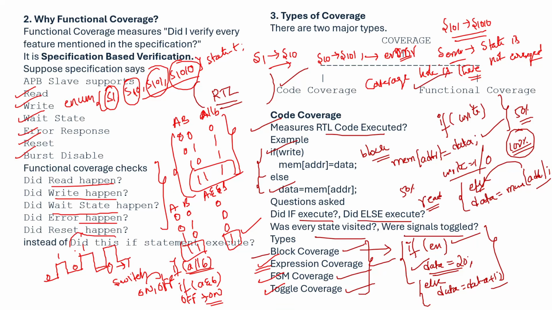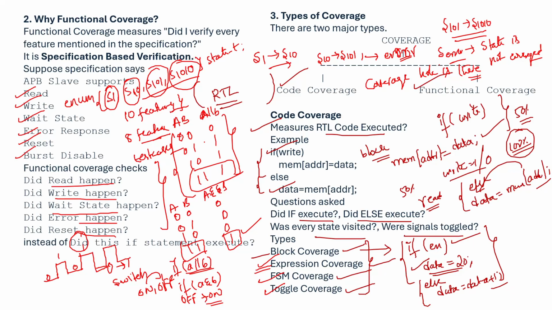Instead of asking whether this if statement is executed or not, whether this statement is executed or not, that is what code coverage checks. Suppose in your scenarios there are 10 features we are verifying. In that, you verified only 8 features. That means in the specification 10 features are there, but you listed 8 features, and then you wrote 8 test cases.